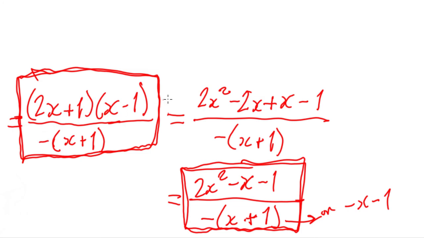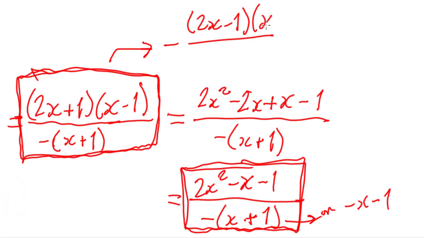The negative sign can be written in front if you want. So this can be rewritten as negative 2x minus 1 times x minus 1 all over x plus 1. So it can be written like that. It can be rewritten like that. So there's a lot of ors in the answer. This is an or, this is also an or.